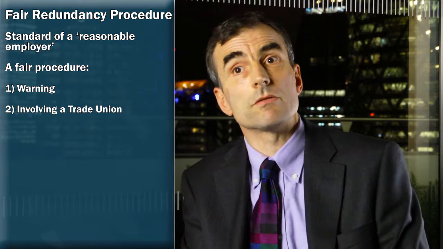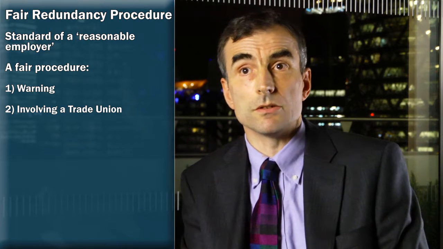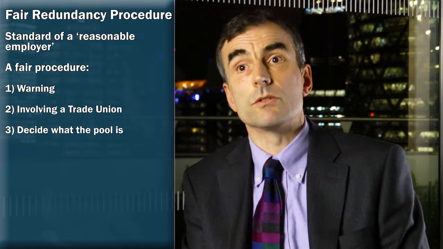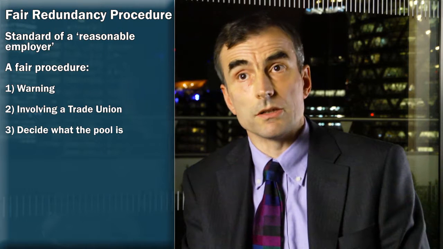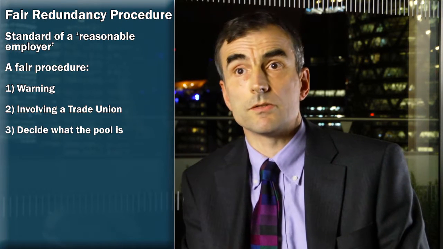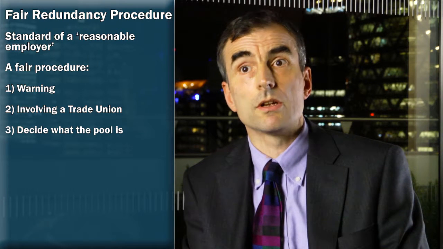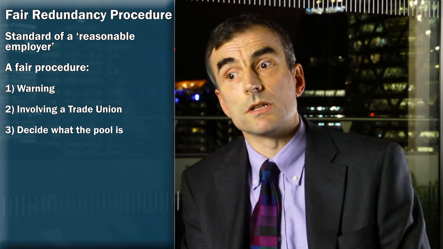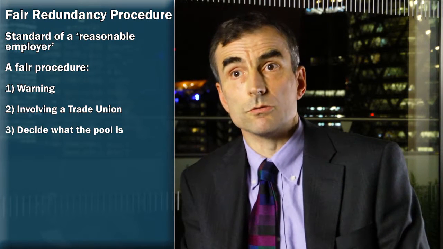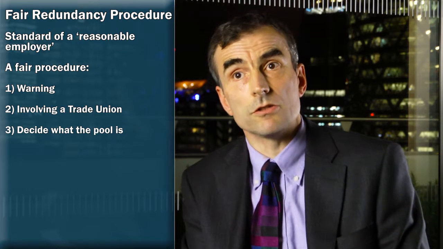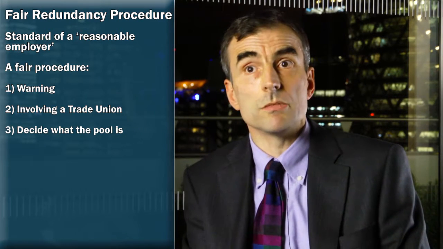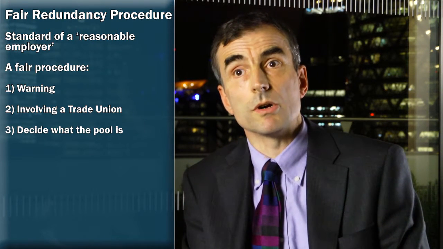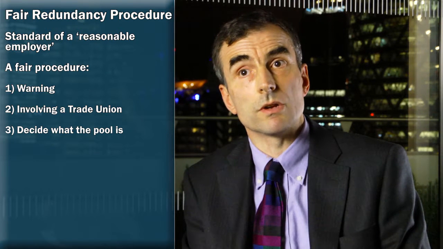Having warned employees and having involved the union, the next thing you need to do is decide what the pool is. That is to say, the employees you're going to select from in order to make those redundancies. Now, in most cases, it's fairly easy to decide who you should put at risk, who you should select from, but in some instances it can be quite difficult. Now, the employment tribunal is not normally going to interfere, so as long as you take a reasonable decision, you should be okay, and in many cases the pool will select itself. In some cases, it's even possible to have a pool of one person, although that generally isn't recommended.